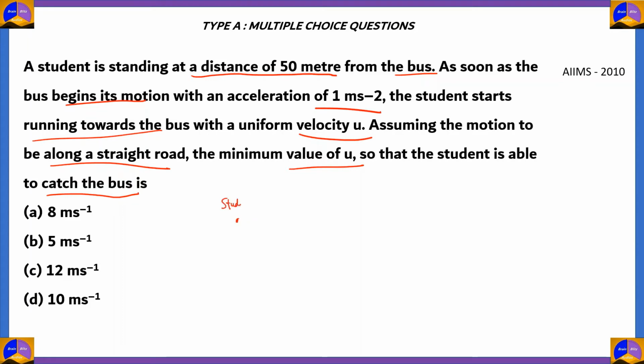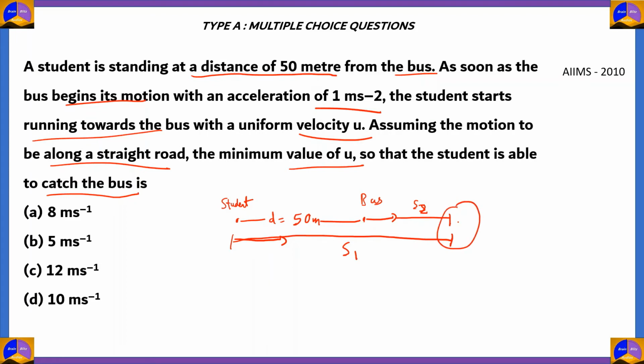Suppose that this dot is the student and he is away from a bus, and this distance is d, and the value is given as 50 meters. And as soon as the bus starts moving, the student also starts moving, and while the bus covers a distance s2, the student covers a distance s1 and catches up with the bus. So the position of both the bus and the student is the same. Now let's consider the time for this motion to be t, and we know that d is equal to 50 meters, and the student is moving with a uniform velocity u. So u is the initial velocity, and the acceleration of the bus is equal to 1 meter per second square.